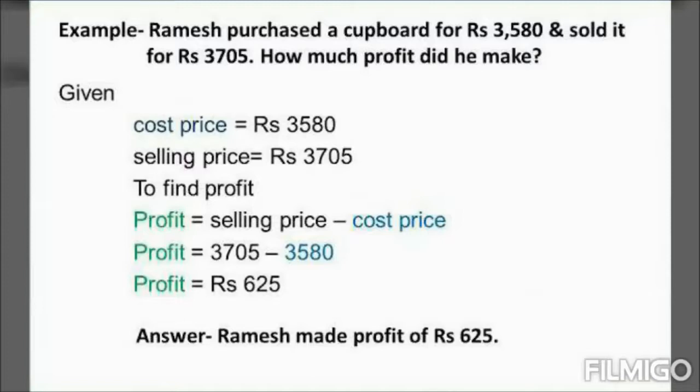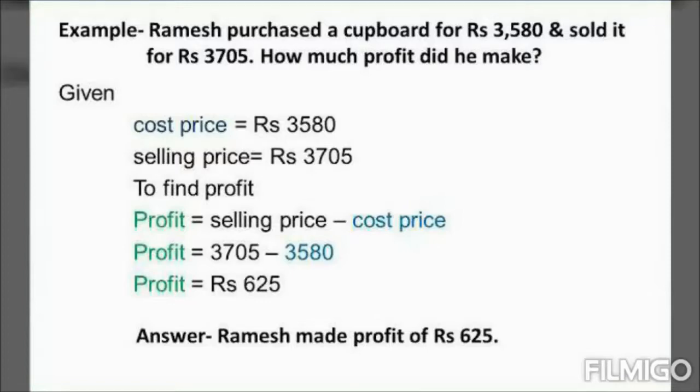The cost price of the cupboard is 3,580. Selling price is equal to 3,705. Here we can see the selling price is greater than the cost price. Therefore, he earns profit, and profit is equal to selling price minus cost price. Means 3,705 minus 3,580 is equal to 625.